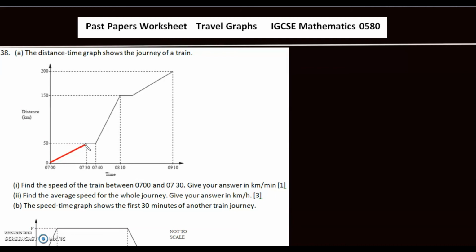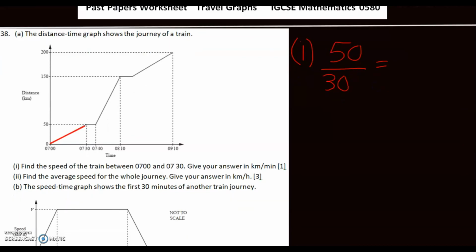So the rise is 50 kilometers and the run should be in minutes. So that's 30 minutes, which gives us 5/3. Oh, sorry, I just spotted a mistake in the question that I copied from the past papers. This is in hours.